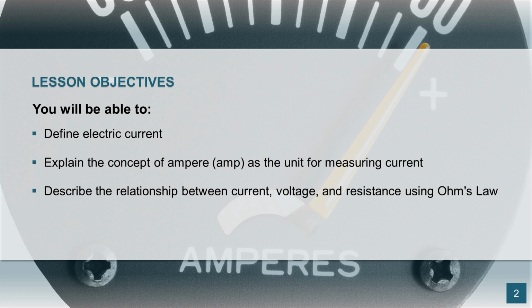Let us look at our lesson objectives. By the end of this lesson, you will be able to define electric current and explain its role in battery electric vehicle operation. Next, you will be able to explain the concept of ampere as the unit for measuring current. Finally, you will be able to describe the relationship between current, voltage, and resistance in battery electric vehicle circuits using Ohm's law.